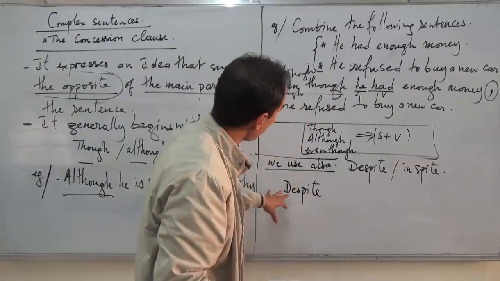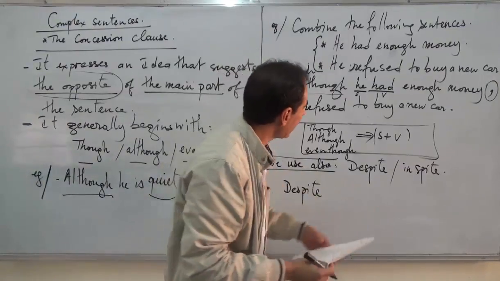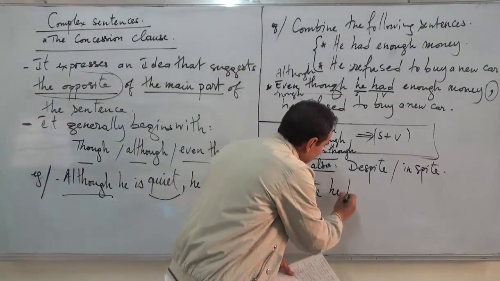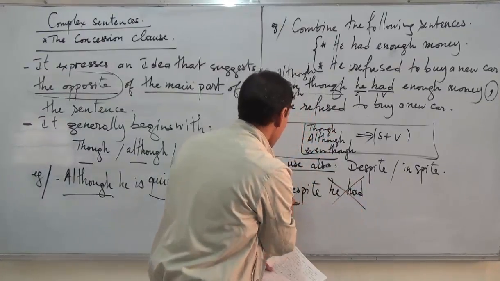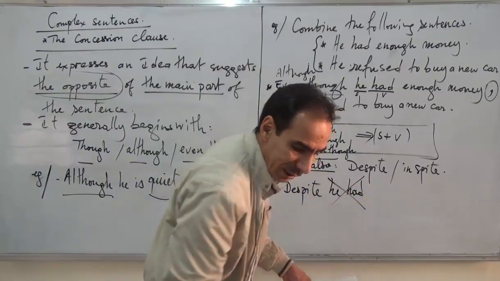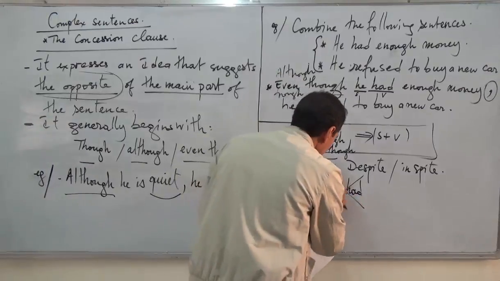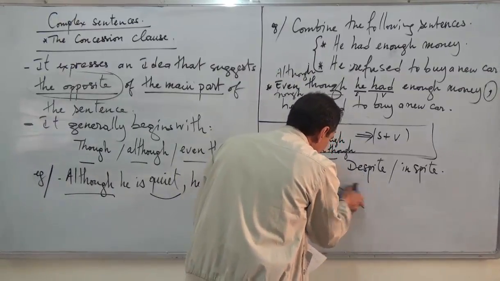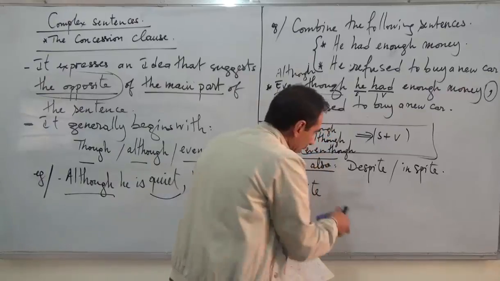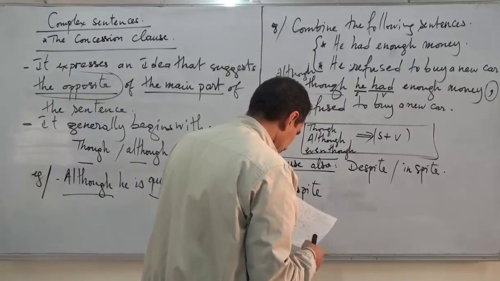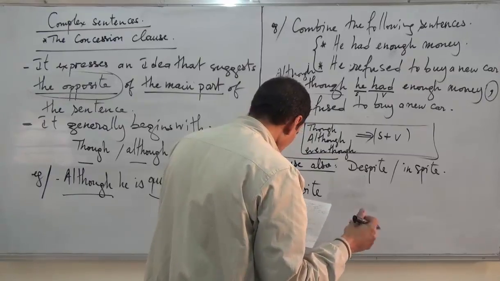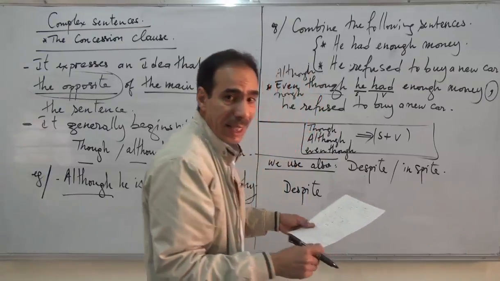Oh, can we say, for example, here, "despite he had enough money"? No. We cannot have "despite he had." So what should we do? After despite, generally, we get a noun or a gerund. Gerund, verb plus ing.